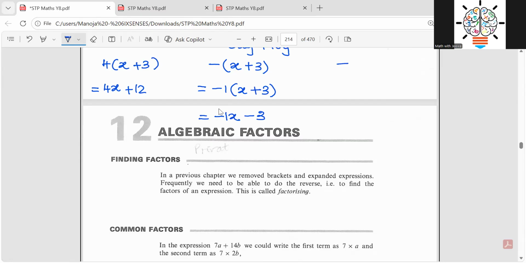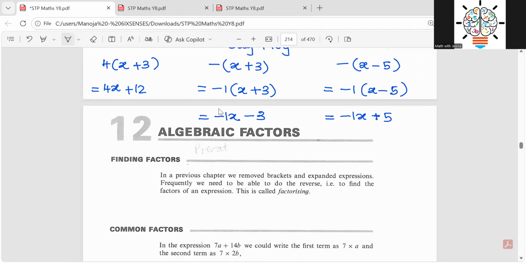Let's say you have negative (x minus 5), something like this. First step, I rewrite this with minus 1 and write the bracket components. Then I can multiply. Minus 1 times x is minus 1x, minus 1 times minus 5 is plus 5, something like this. Right? Okay, that is all about chapter 11, children. In the next video, I will bring the revision for chapter 12.